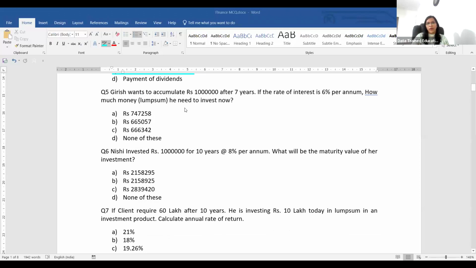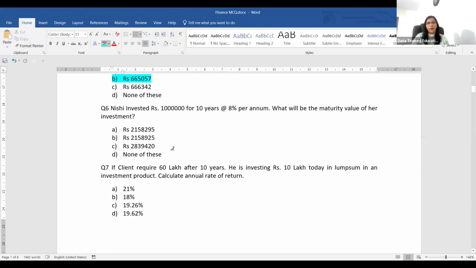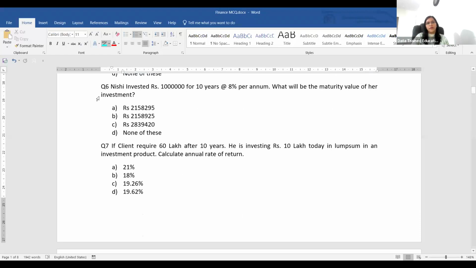I don't think there will be any doubt. Okay, you calculated. Fine, so based on your answer, I'm putting it B. I'm not moving to Excel and calculating, but yes, one of you has calculated, so I'm putting it. Now next is 6. Nishi invested 10 lakh rupees for 10 years, 8% per annum is the interest rate. Simple question, PV and FV. No need for explanation. You all can do it.